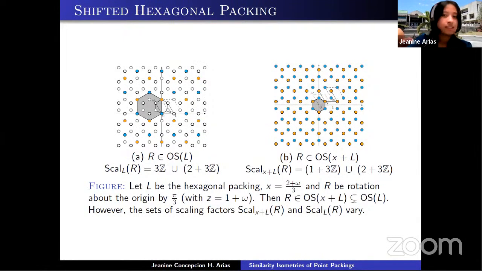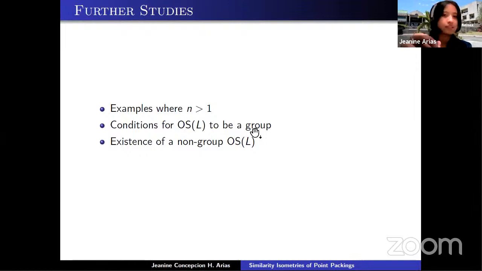And finally, here are some topics that remain unsolved and are recommended for further studies: more examples for the n greater than 1 case, conditions for the set of similarity isometries of L to be a group, and the existence of a non-group OS of L, because so far the examples that we have are all groups.